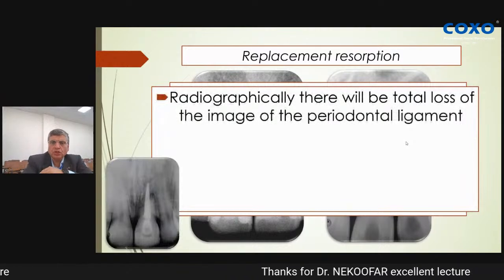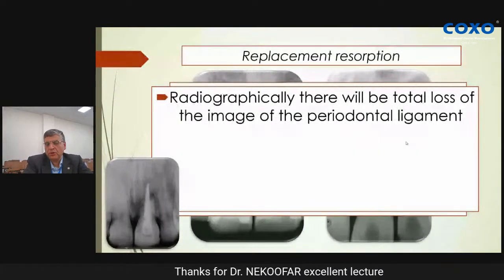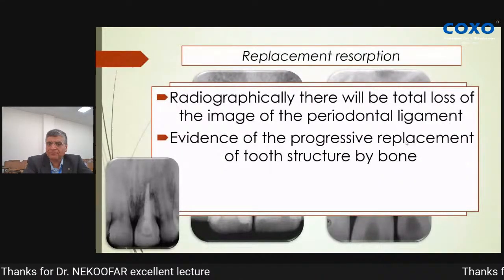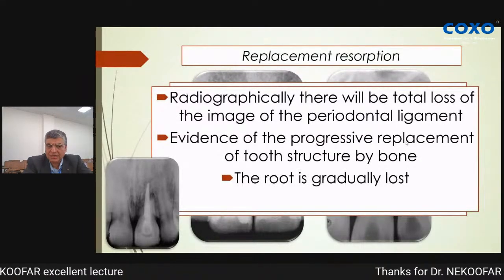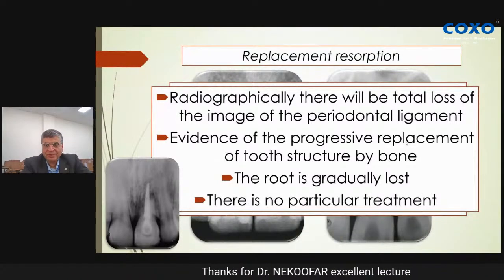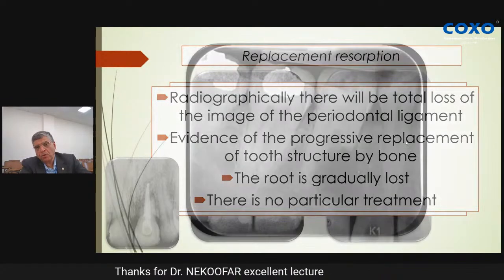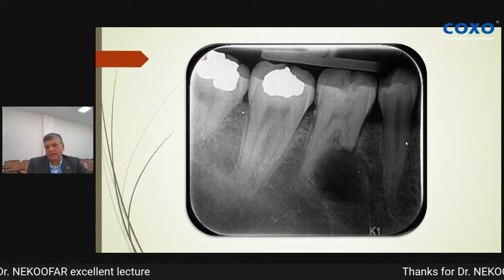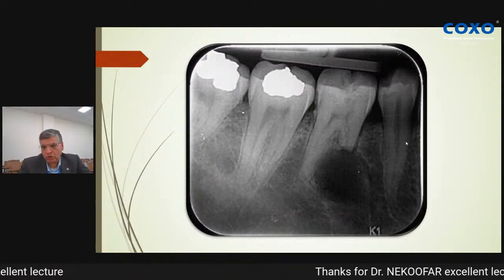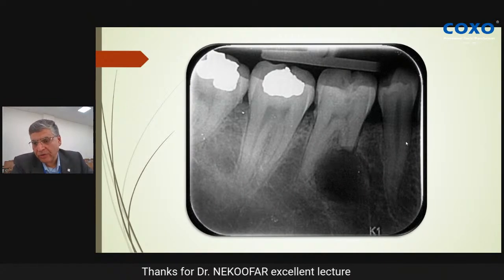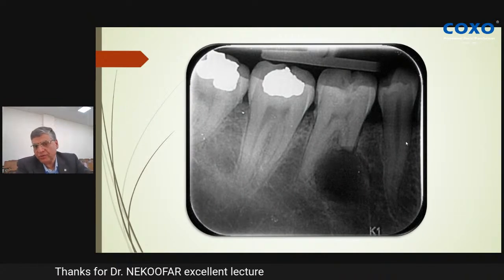Radiographically, there will be total loss of the periodontal ligament, and evidence of the progressive replacement of tooth structure by bone can be seen in the radiograph, and the root is gradually lost. There is no particular treatment for this type of defect. Okay, this is the last slide that I want to show you, and I don't know if it is possible to communicate with you directly or not, but I will show you this case.